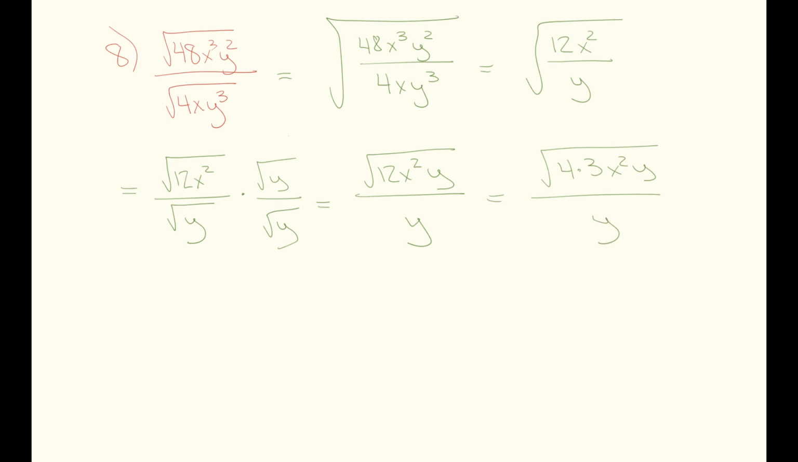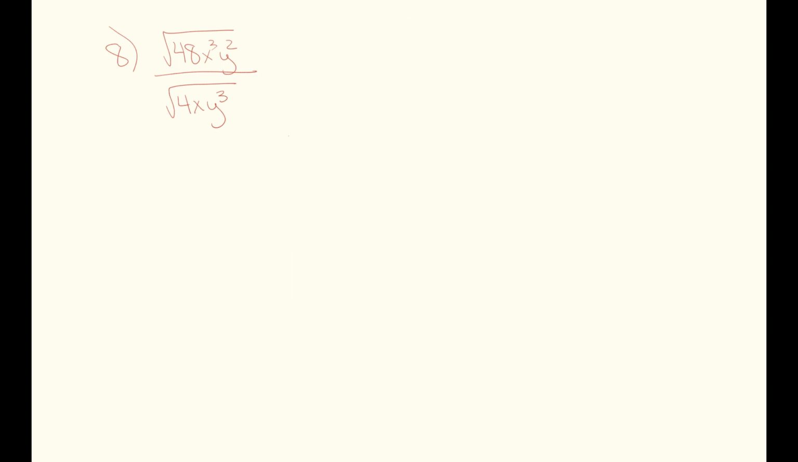The square root of 4 is 2. I can't do anything with the 3, so I'll leave that inside. The square root of x squared is just x, and I can't do anything with the y, so I leave that inside. And again, I'm going from an even to an odd, so I'm going to take the absolute value of that x.